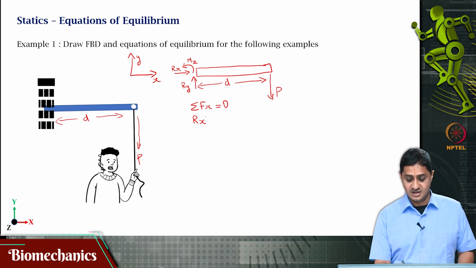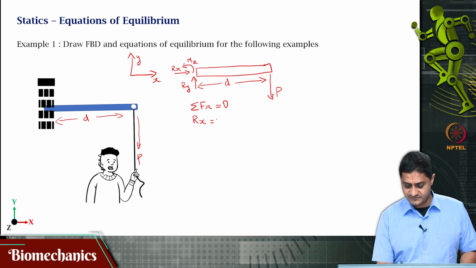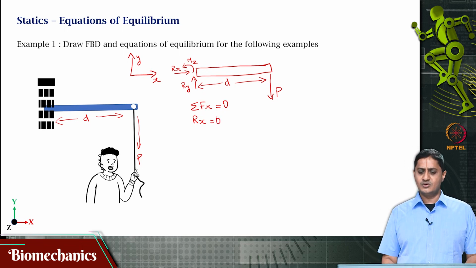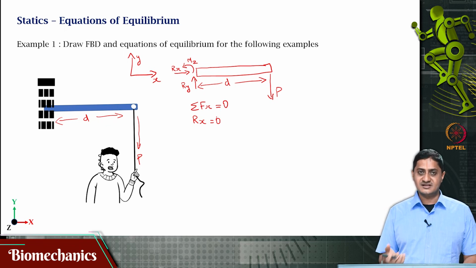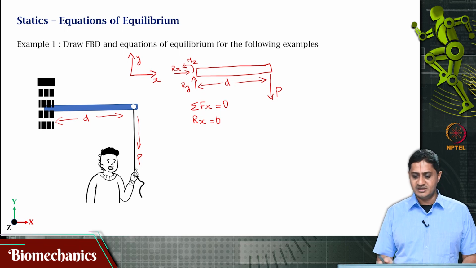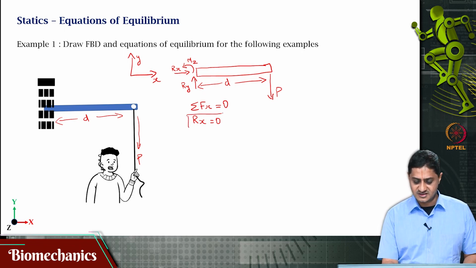The answer is no. That means what? That means Rx is 0. How do I know this? Because there is no force other than Rx in the x direction, and the sum of all the forces in the x direction is 0. That would mean that Rx itself is 0. This is how I know this.